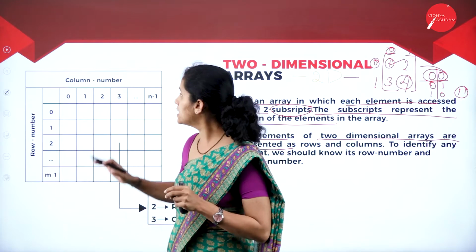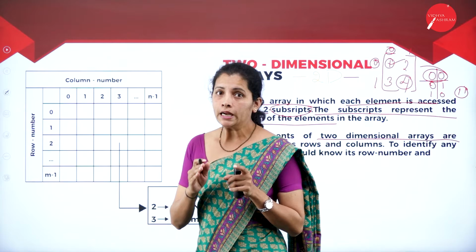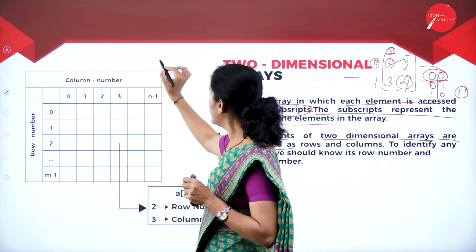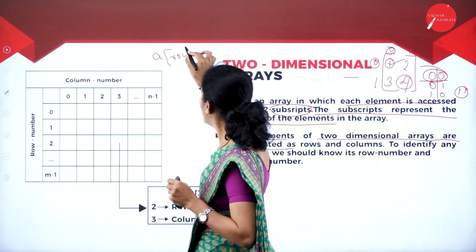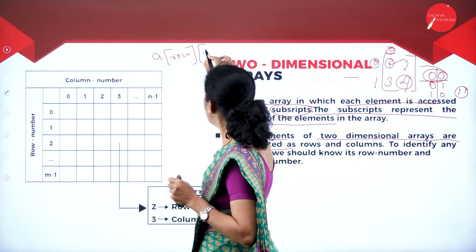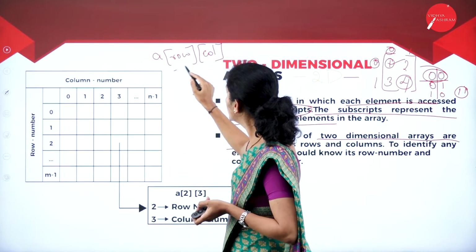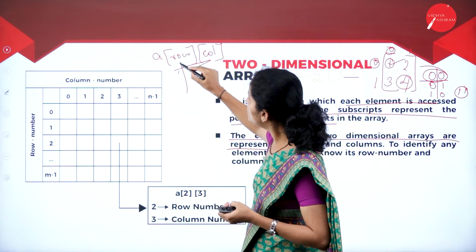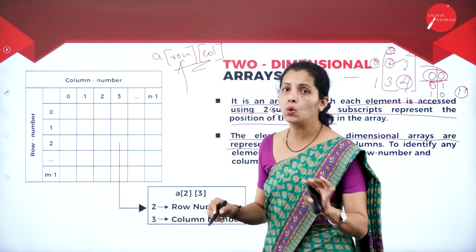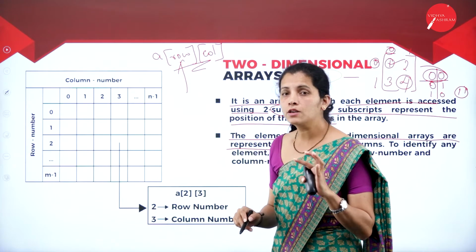So dear student, consider this example. If I want to declare a 2D array, then A of row and A of column. This is the way I can declare a 2-dimensional array. So what is this row? It is going to represent row. And what is this column? That is mainly used to represent column.